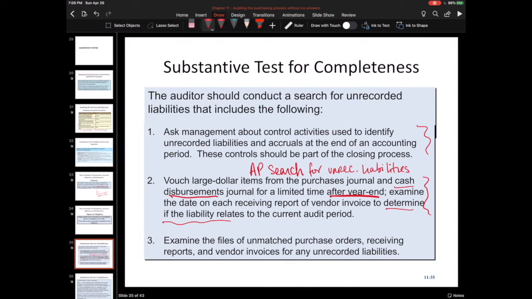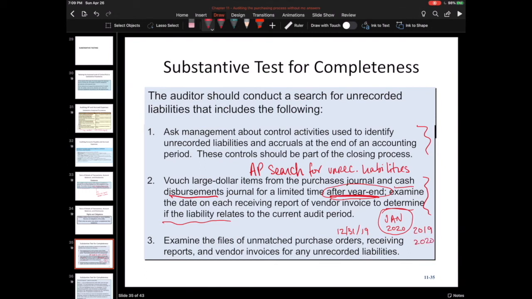So remember, I'm looking at cash disbursements after year end, so I could be looking at cash disbursements in January of 2020, and my fiscal year under audit would be 12/31/19. Right? So what I'm trying to determine when I look at all the support and backup is, does this bill I'm paying relate to 2019 or 2020?